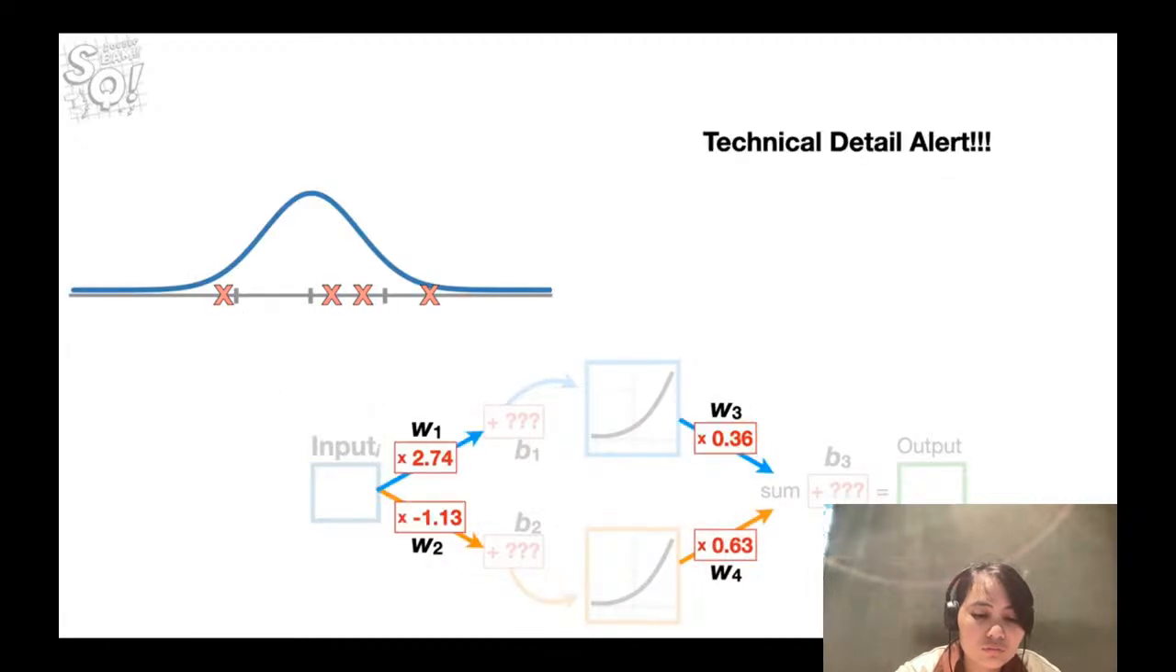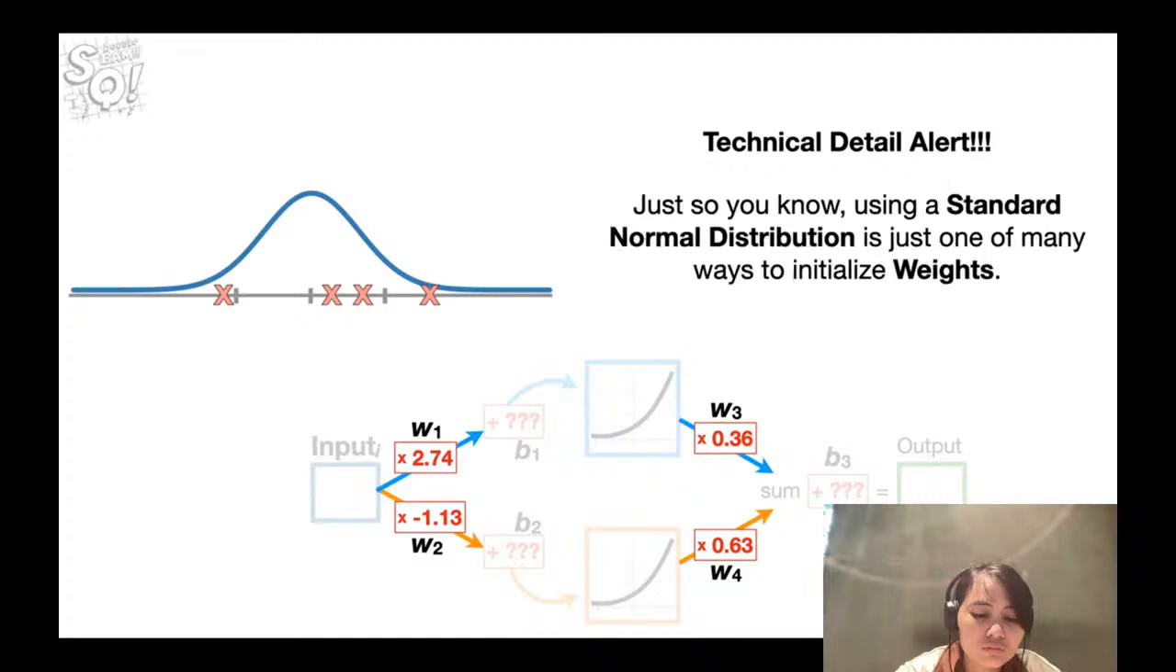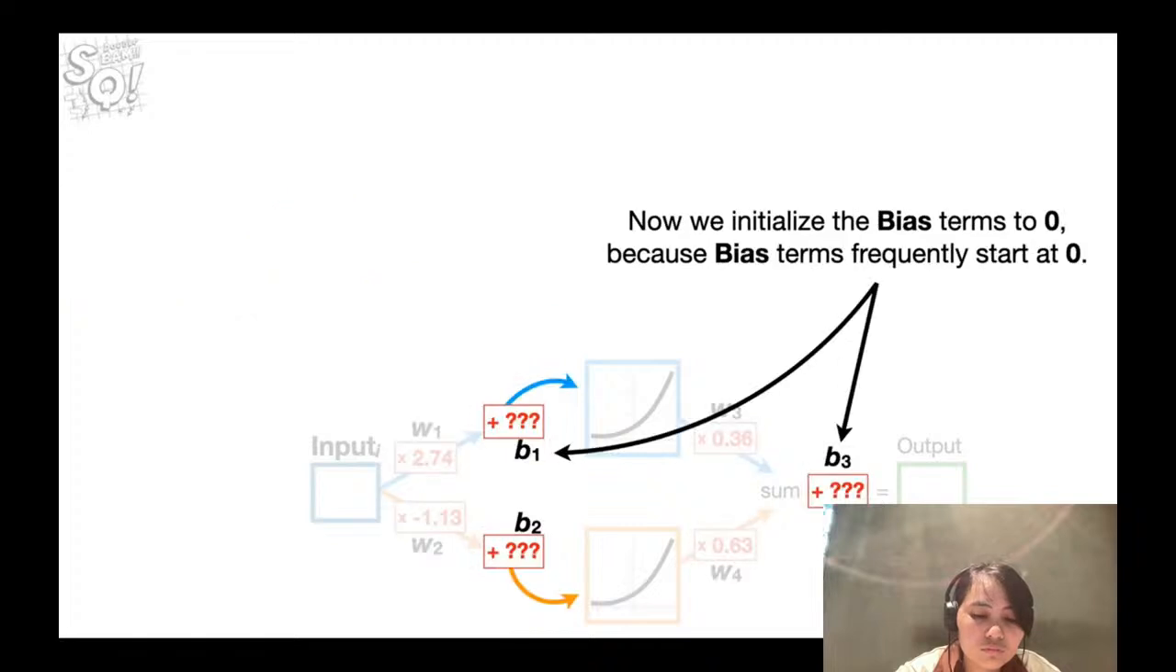Oh no, it's a technical detail alert. I think this is the first time that's ever happened. Just so you know, using a standard normal distribution is just one of many ways to initialize weights. Small bam. Now we initialize the bias terms to 0, because bias terms frequently start at 0.